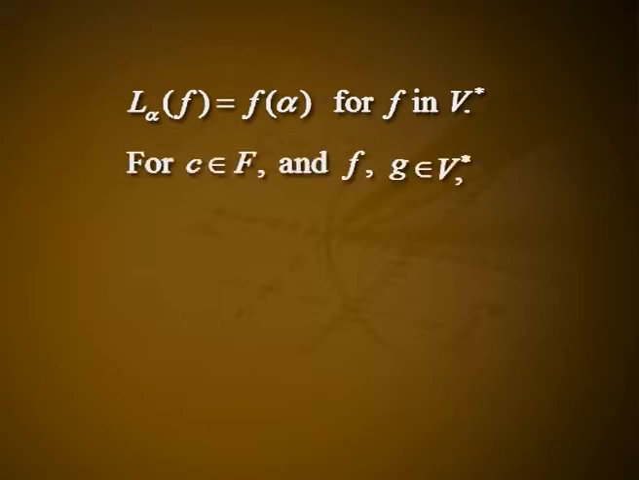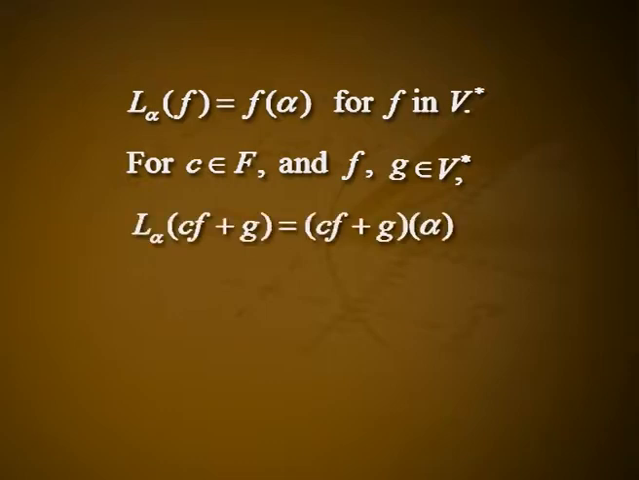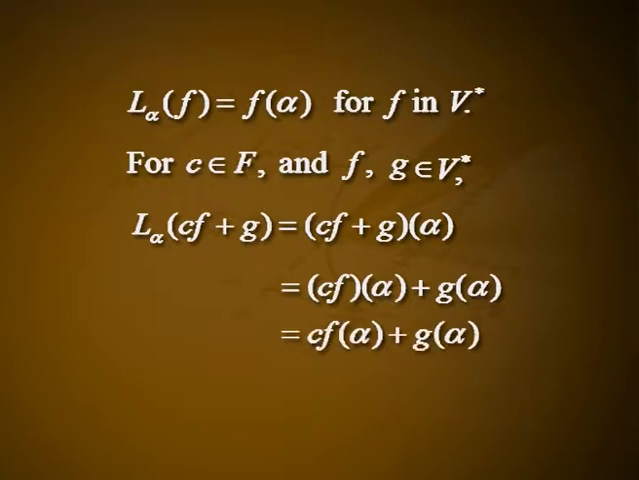We first see that if alpha is a vector in the vector space V over the field F, then alpha induces a linear functional L alpha on V star defined by L alpha of f equal to f of alpha for f in V star. For c belongs to F and f, g belongs to V star, L alpha of (c f plus g) equal to (c f plus g) of alpha equal to c f of alpha plus g of alpha equal to c L alpha of f plus L alpha of g. Hence, L alpha is a linear functional.